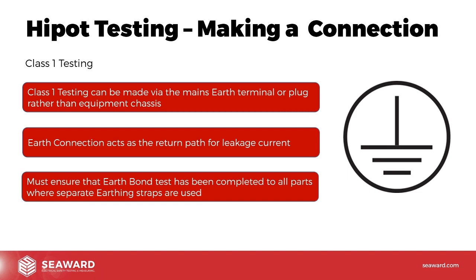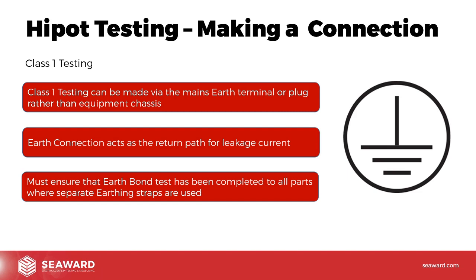Now with that comes an important caveat. If we are going to be performing the test using the earth return as the return point, we need to make sure that we've always performed our earth bond test on all of the exposed metal parts prior to performing the Hipot test. What we don't want to come into a situation is where we haven't tested the earth conduction path, and for any reason that isn't connected because someone's forgot to connect it, and therefore actually what we're doing is not providing a return to the test instrument, and therefore we've created a situation where we may get false passes. We need to make sure that any earth bond test points have been tested.